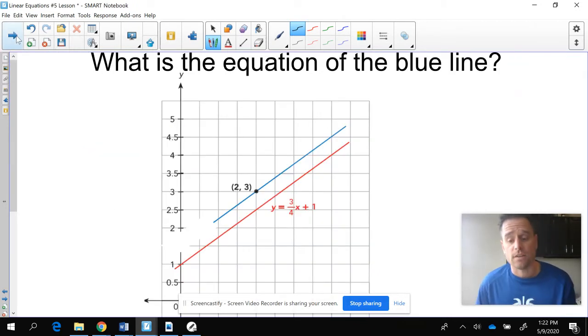All right, let's get into our lesson. Today's lesson is all about parallel lines and how you can write the equation of something when you know that it's parallel to something else.